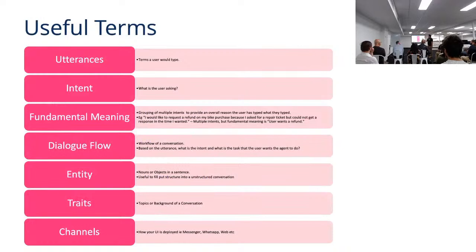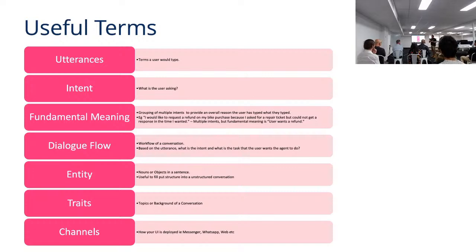Okay, useful terms. We're just starting to deal with technologies. These are the terms that people will come across. Utterances, which is really simple. It's basically things that a user would type. So I want to put a claim, I want my reports, I want to lodge a customer complaint, all that kind of stuff. So they're utterances.